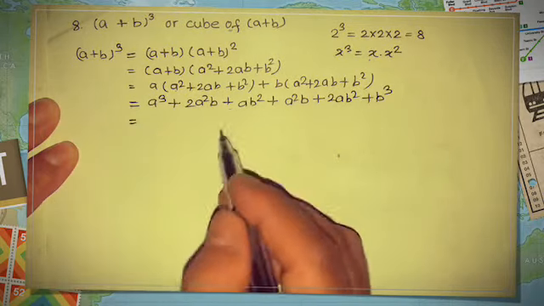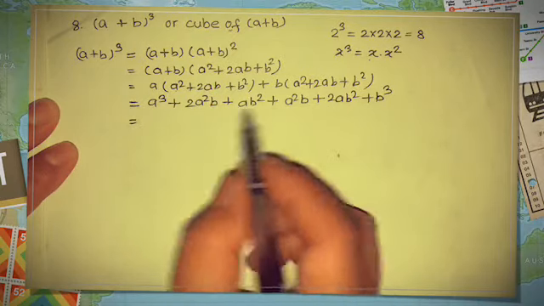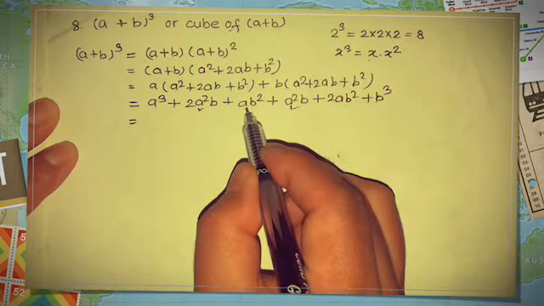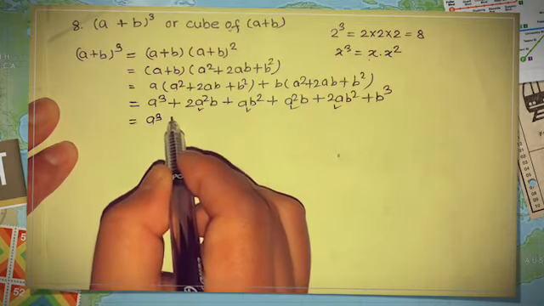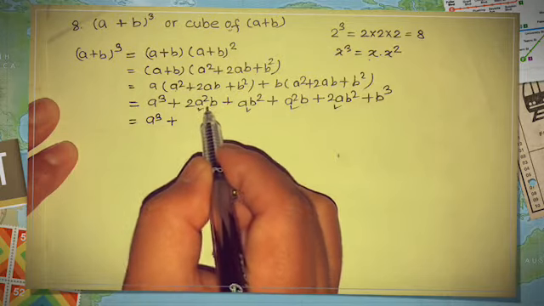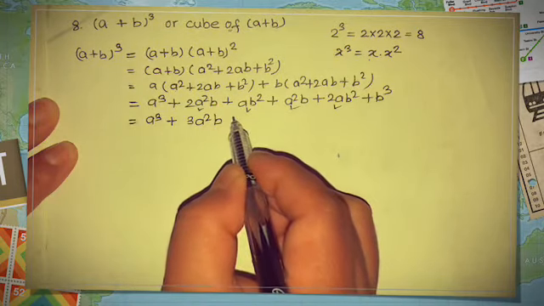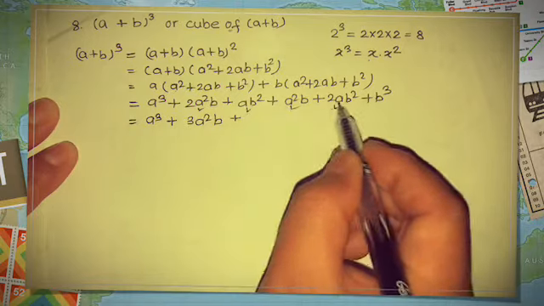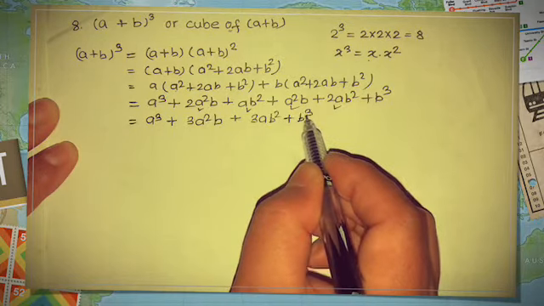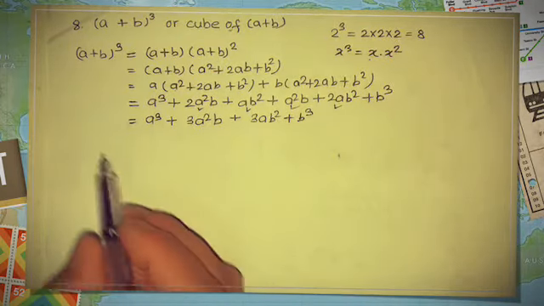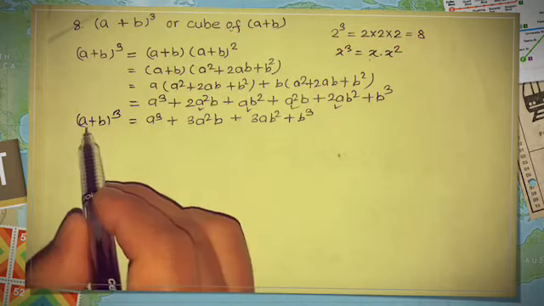And here 2a square b and a square b are like terms. Similarly, ab square and 2ab square are like terms. Like terms can be simplified or added here. So 2a square b plus 1a square b becomes 3a square b, and this also 3ab square plus b cube. So this is the expanded form of (a plus b) whole cube.